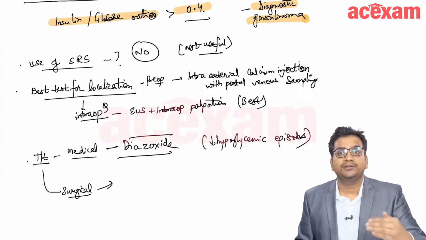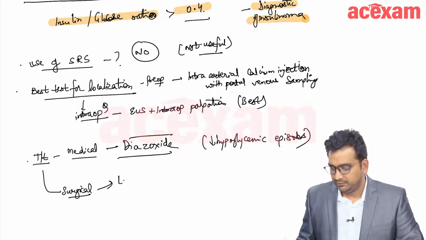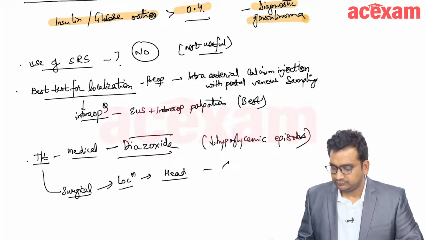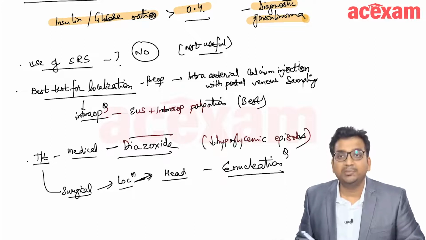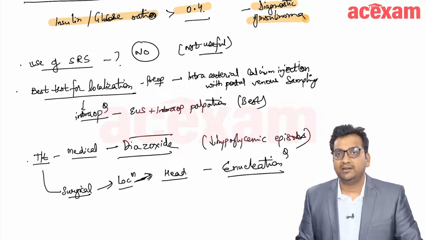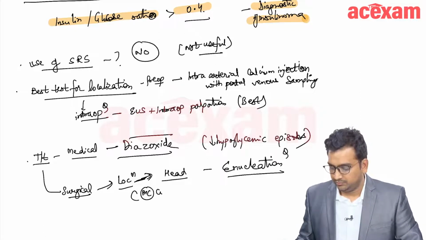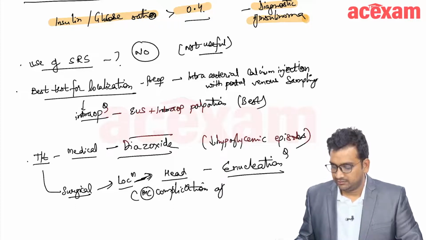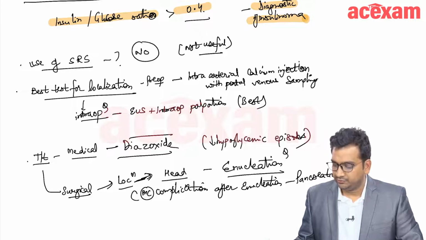Surgical treatment depends on the location of the tumor. If the location is the head, then the treatment of choice is enucleation. What is the most common complication after enucleation of insulinoma from the head of the pancreas? The most common complication after enucleation is development of a pancreatic fistula.